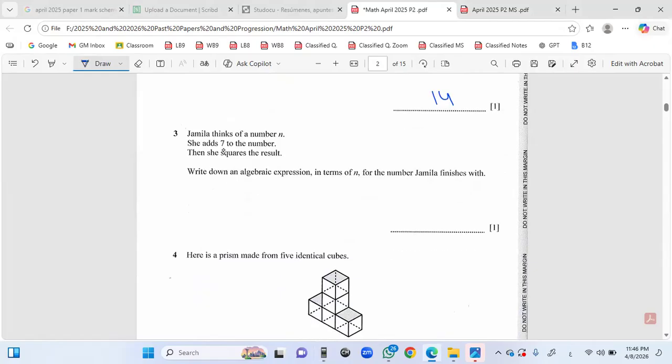Jamila thinks of a number n. She adds 7 to the number, so n plus 7. Then she squares the result. Write down an algebraic expression, so (n plus 7) all squared.